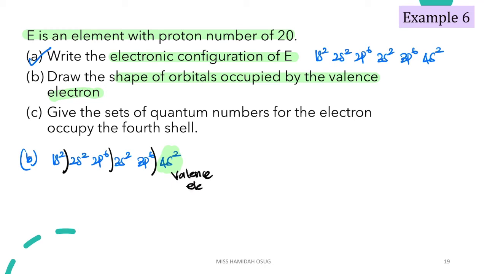So dia minta kamu lukis shape of orbitals by the valence electron. So kita tahu dia 4s, meaning to say dia orbital 4s. So bila kita diminta lukis shape dia, sebab dia orbital s, maka dia punya bentuk adalah sphere. So kita buat axis dan kita lukis sphere and then kita lorekkan. Lepas tu kita kasih label 4s.